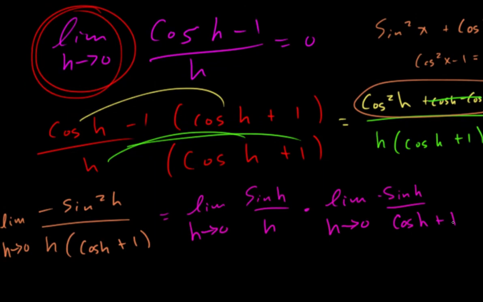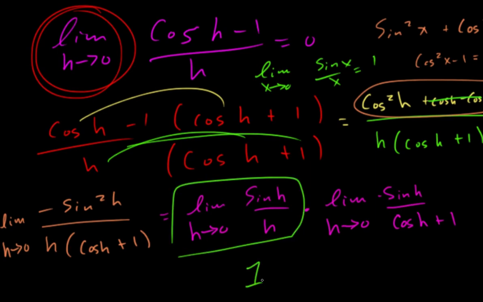Okay. Now, I can't remember if I talked about this in a previous video or not, but the limit of sine x over x as x approaches 0 is equal to 1. Okay, and so this piece goes to 1.